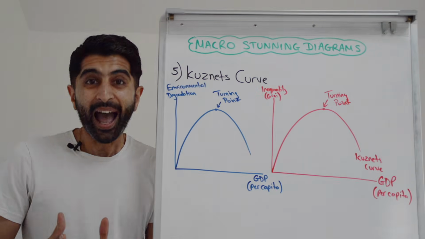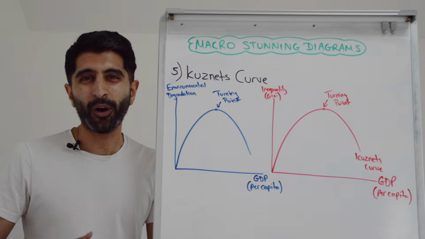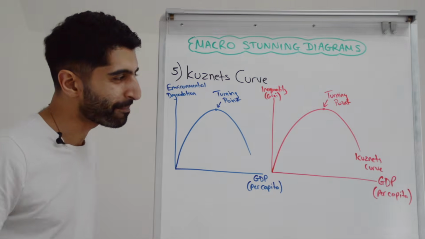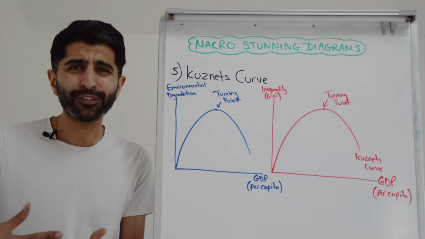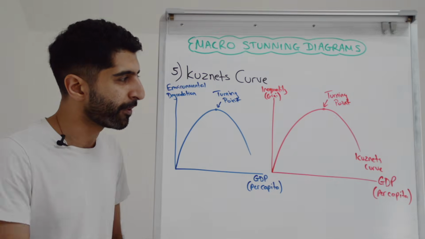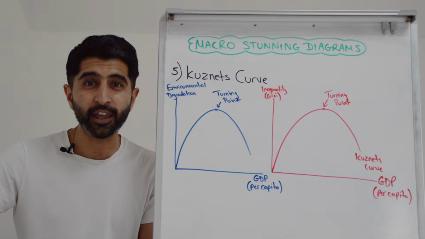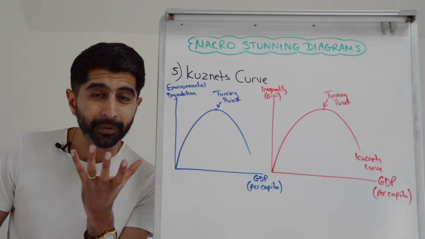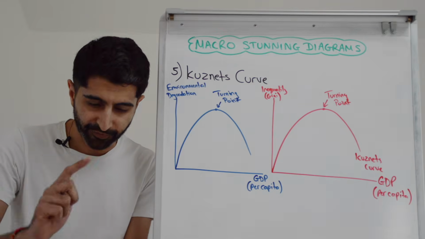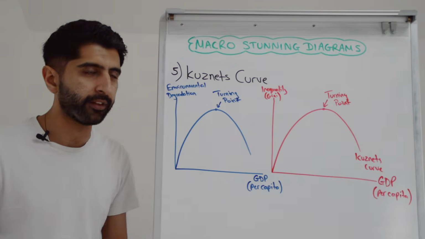We continue. And boy, if you really want to show off, you could draw Kuznets curves in your macro essays. Yeah, named after Simon Kuznets, the founder of GDP, but also he came out with very interesting theories. Use these when you're talking about potential trade-offs with economic growth, environmental trade-offs, income inequality trade-offs.